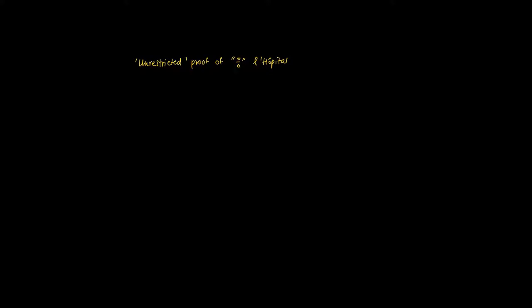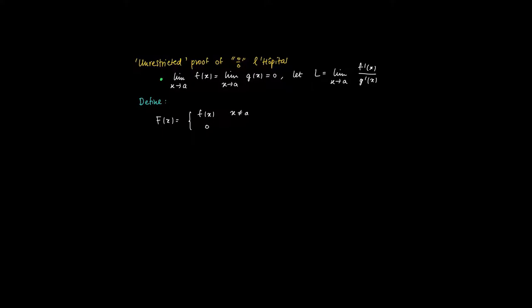That's the so-called unrestricted proof of the 0 over 0 L'Hôpital case, where a is contained in the open interval. Yeah, where a is somewhere in the middle of the interval, so that we can take a limit of x to a of f(x) equals limit of x to a of g(x) equals 0. Now let L denote the limit x to a of f prime(x) over g prime(x). Then we're going to show that L equals the limit of x to a of f(x) divided by g(x).